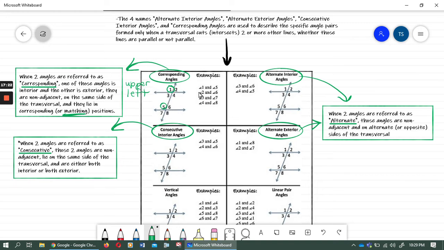And guys, the other sets of corresponding angles are listed out here. Angle 2 and angle 6 would also be corresponding angles because both of them are in the upper right position. Angle 3 and angle 7 are corresponding angles because both of them are in the bottom left position, that corresponding or matching position. Angle 4 and angle 8 are corresponding angles. Y'all get my drift with that, right?